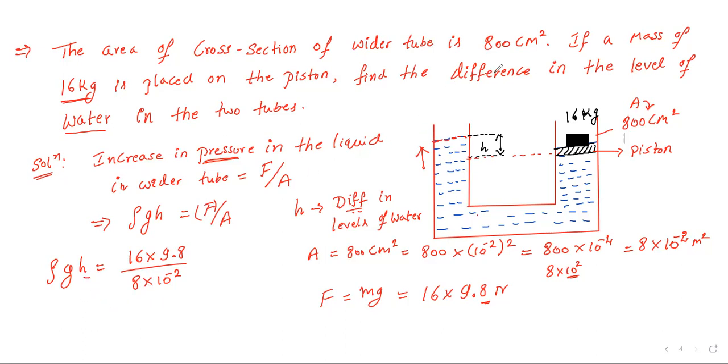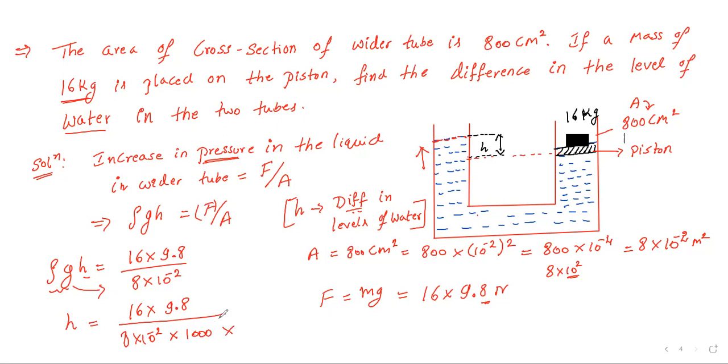Now find the difference in the level of the water in the two tubes. That itself is the h. Difference in the levels of water. So keeping the h value here, 16 into 9.8 whole divided by 8 into 10 power minus 2 into, see this rho and g value goes to denominator. So the rho value becomes 1000. It is given.